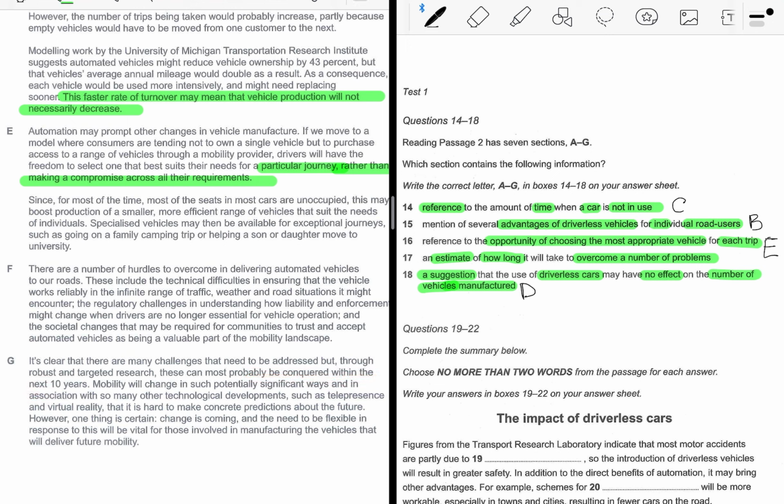Okay, we found next 10 years. Challenges. In the question number 17, they talked about estimate of how long it will take to overcome a number of problems. So the answer is G.